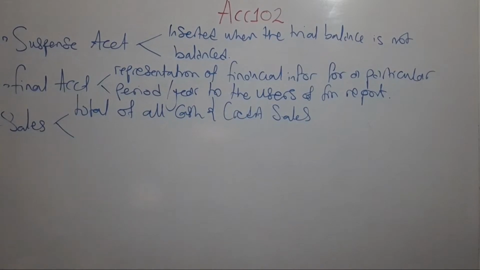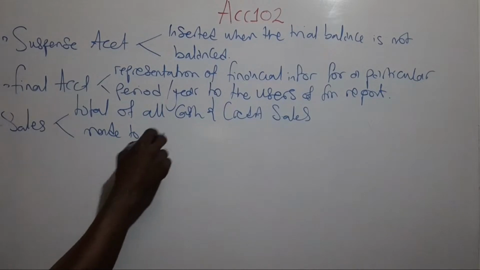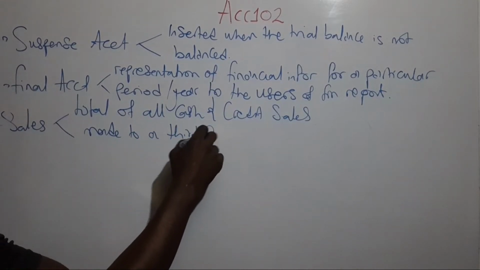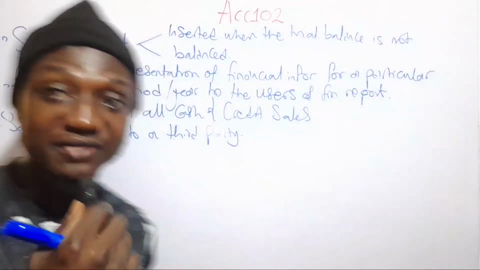Okay, made to a third party. So when we say sales now, it's a thing that happens, it's expected to happen between parties. Are we together? There's a giver and there's a receiver.